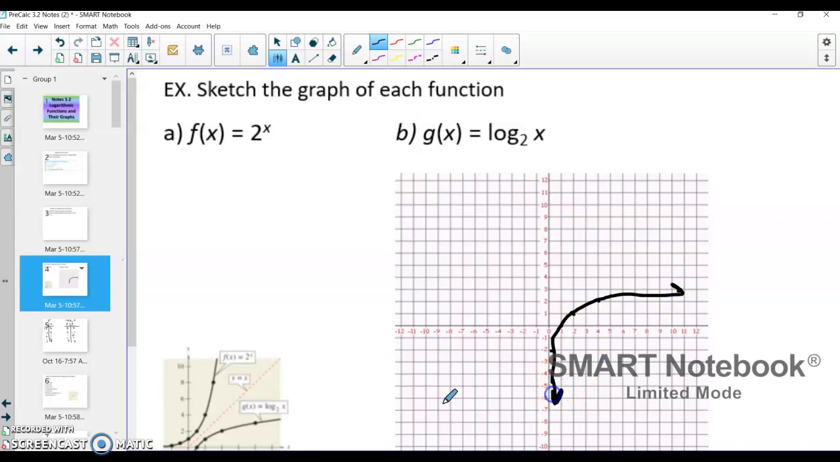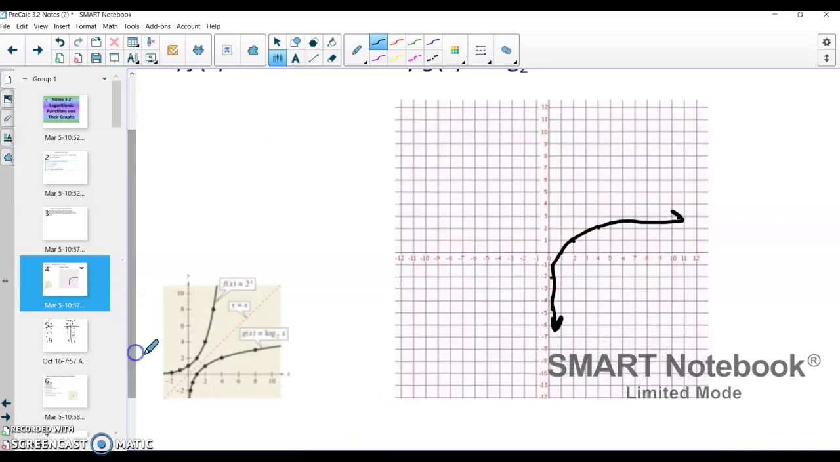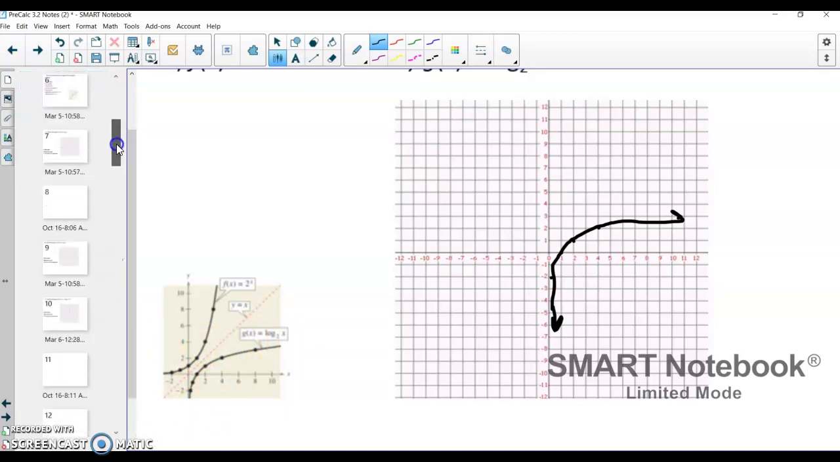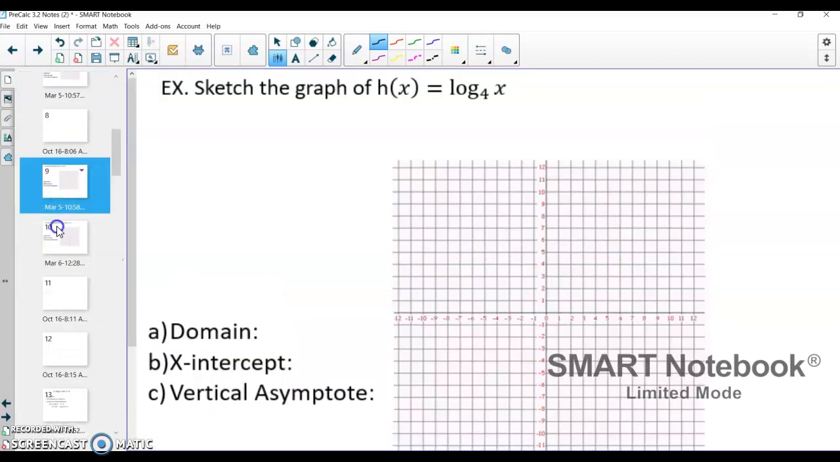Okay, and if you look at this picture down here, it is just the inverse. So this one here on top, that's going to be my exponential. This inverse here is going to be my logarithmic.